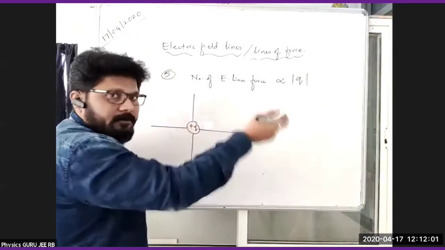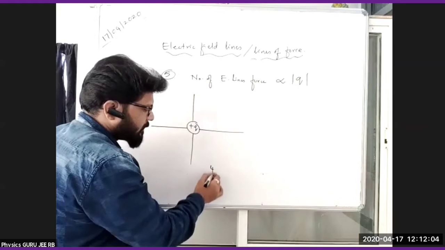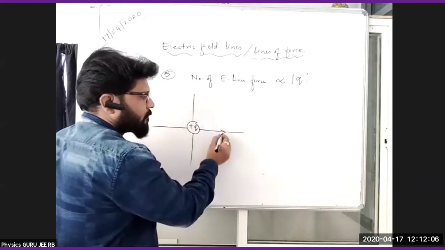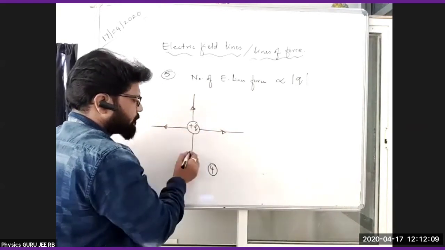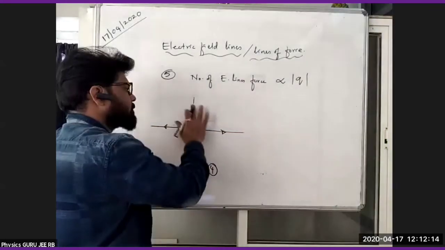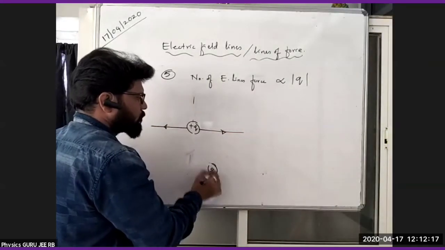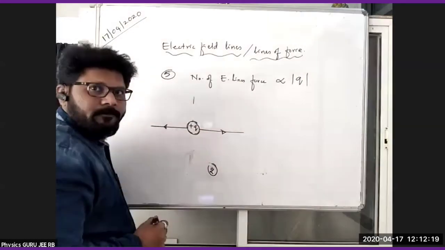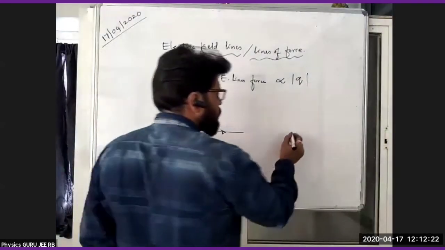Now same charge it doubles. Here 4 electric lines are there, away from the positive charge. Otherwise, I'll take 2 only. Let me take 2 only, right? So 2 are there. This is 2 charges. Fine. I'll take now plus 4Q.